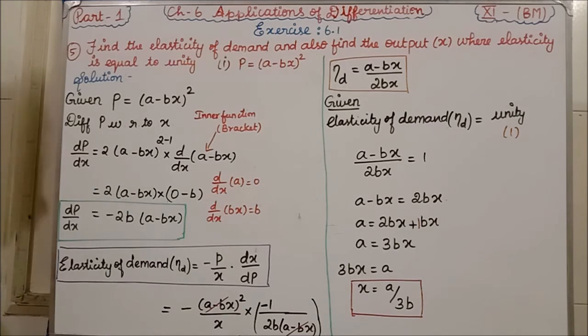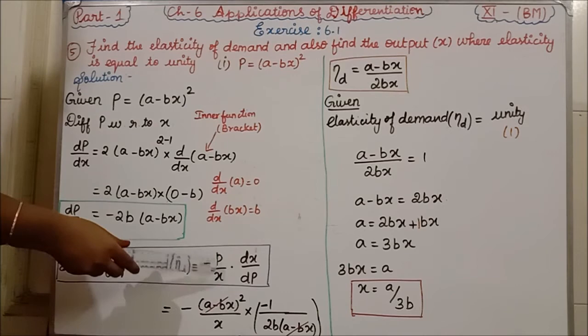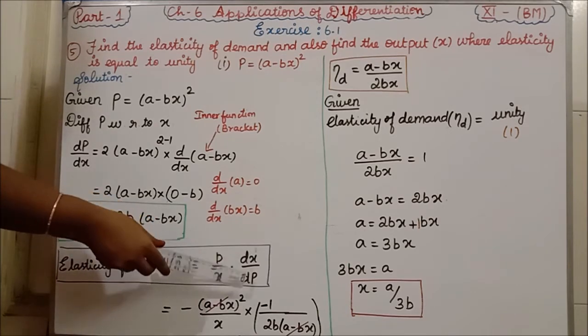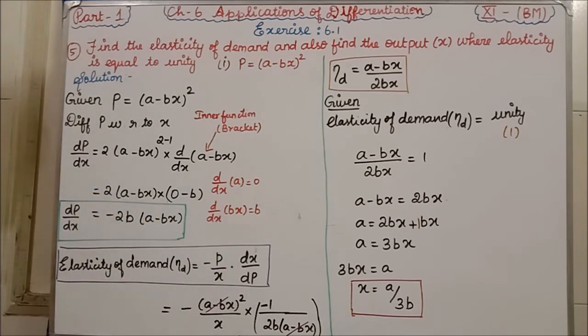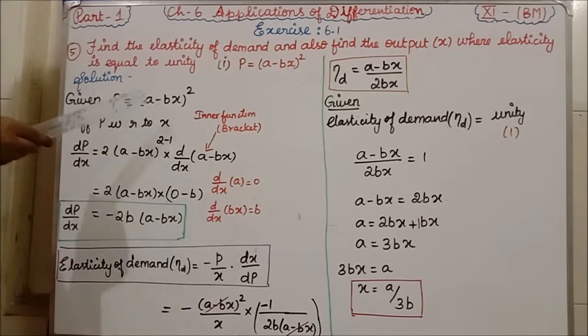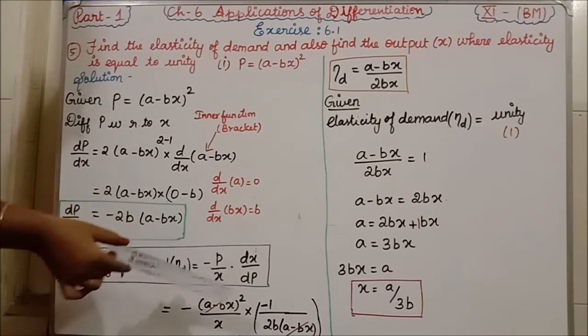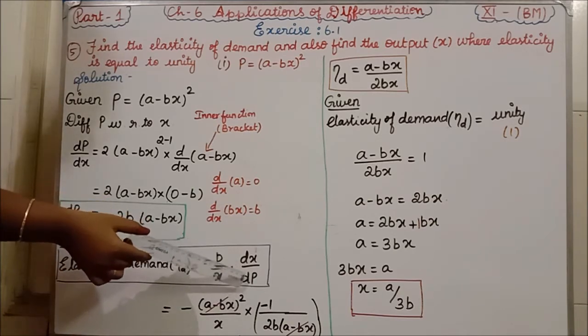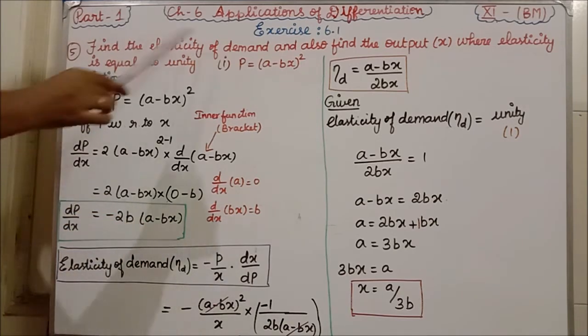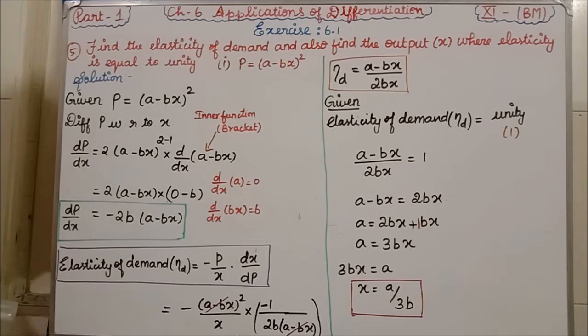What is the formula for elasticity of demand? Say one more time: minus P by X into dx by dP. This is our formula. So for this formula, what values do we need? We have the P value, and x we will divide. Do we have dx by dP, the differentiation of x with respect to P? We do not have it. First, we are going to find that.